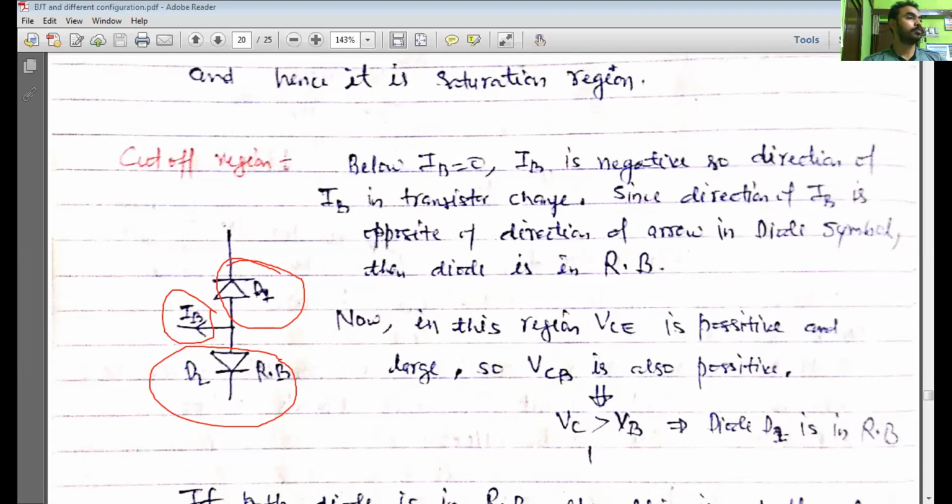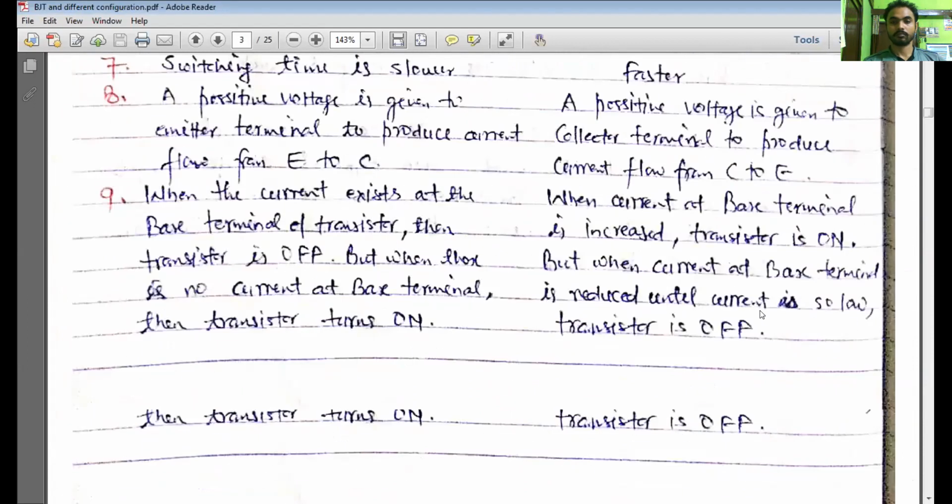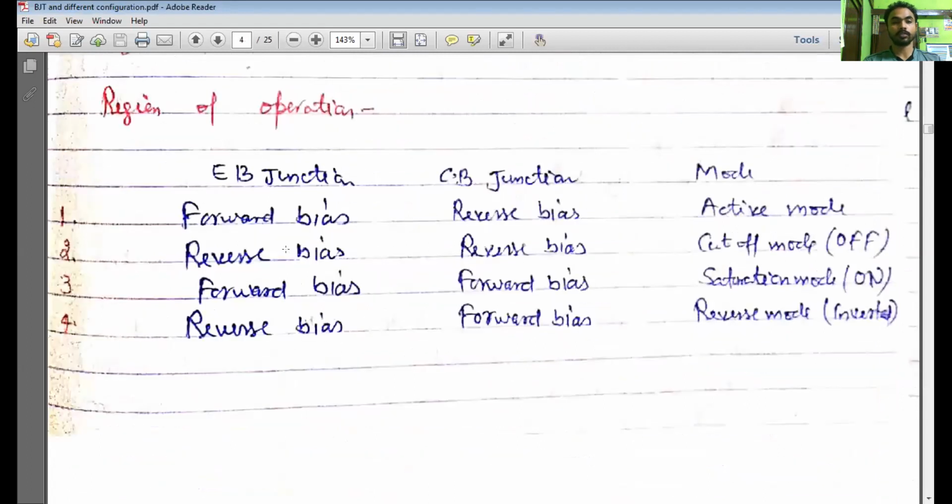And again, if you recall that portion, see that both are in the reverse bias. What is it called? It's called cutoff mode.